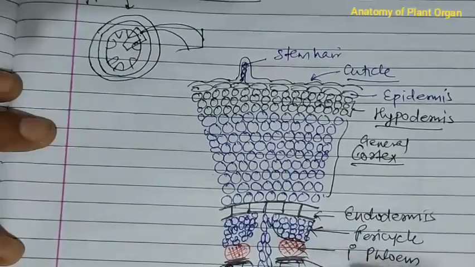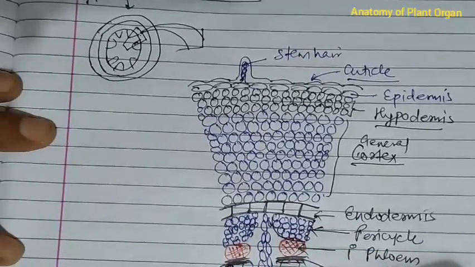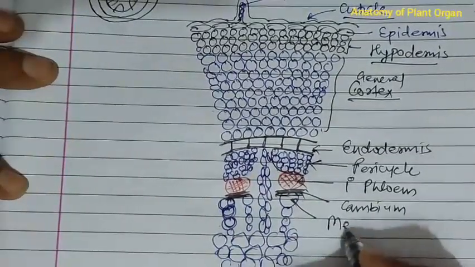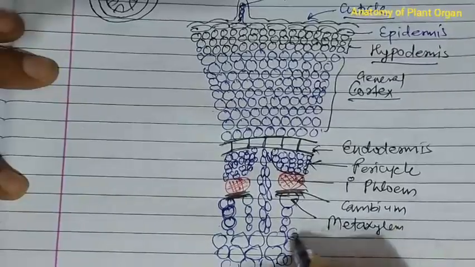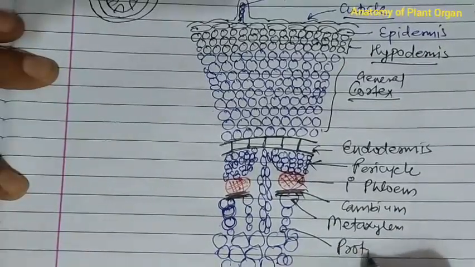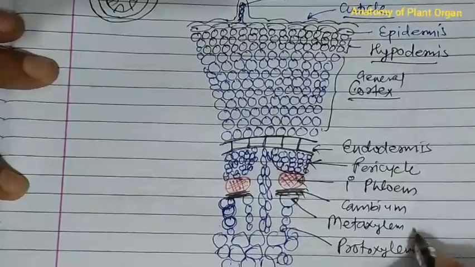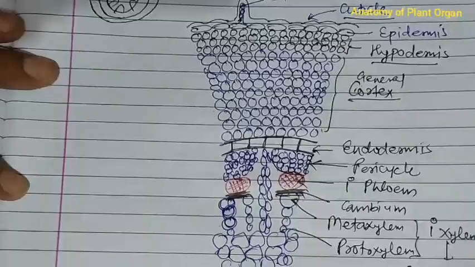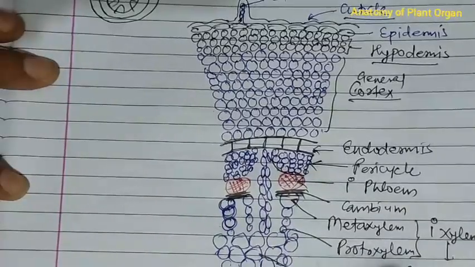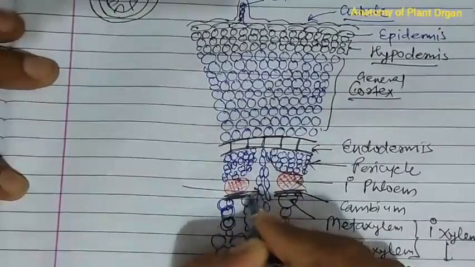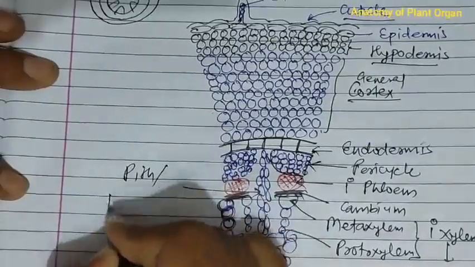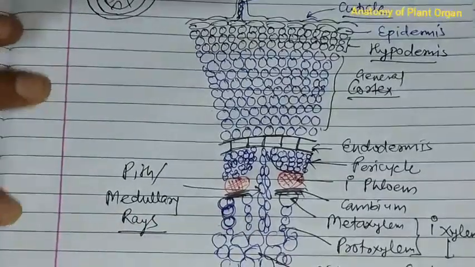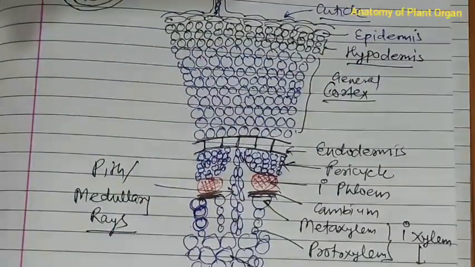Then inner to the pericycle there is the primary phloem. Then this is the cambium. Then inner to cambium we find the metaxylem, and this is the protoxylem, and that is the primary xylem, which is showing an endarch arrangement. This is the pith, and these are pith or medullary rays.